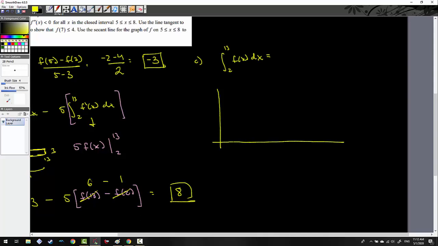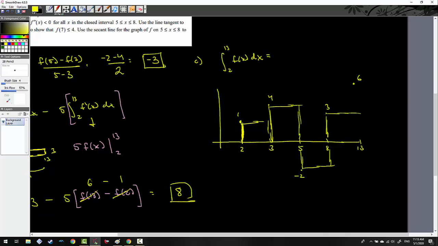But I like to graph my table problems. I'm just going to put these points in here. 2 goes to 1, 3 goes to 4, 5 goes to negative 2, 8 goes to 3, and 13 goes to 6. And it's a left-handed Riemann sum, so all of my rectangles will have their heights pulled from the left side of the rectangles. So I'll draw those in, and I'm going to highlight the left sides in a different color. Remember, a left-handed sum pulls the heights from the left side, so all of the heights are going to be basted in ketchup.